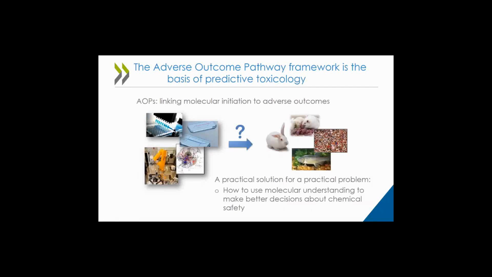The idea of the AOP framework began as a practical solution for a practical problem. How do you use molecular information to make better decisions about chemical safety to protect humans and the environment? However, it turns out that the AOP framework is actually much more than that. It allows us to more fully utilize existing knowledge, capitalize on advances in chemistry, biology, and engineering to not only design better approaches for assessing chemical safety, but also to better focus research, understand disease, and improve drug discovery.